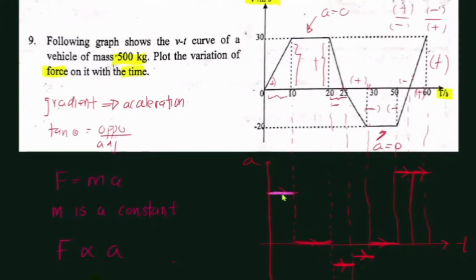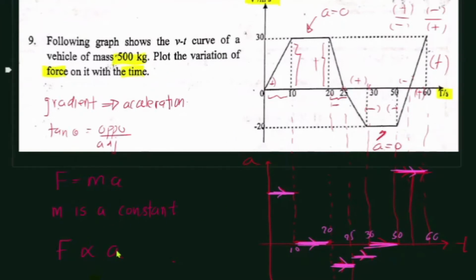The a-t graph: okay, positive gradient here, zero acceleration, negative acceleration, zero acceleration, and then positive acceleration, right? So these are the time periods: 10 seconds, 20 seconds, 25 seconds, 30, 50, and 60, right?